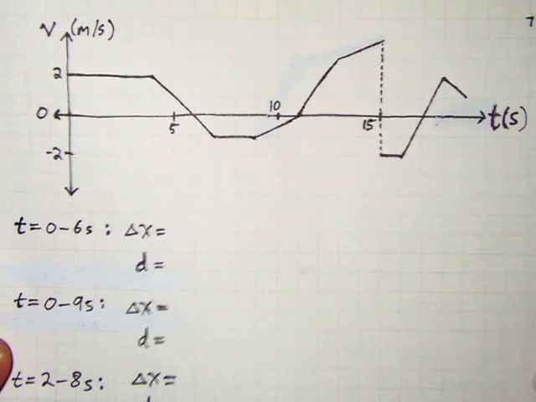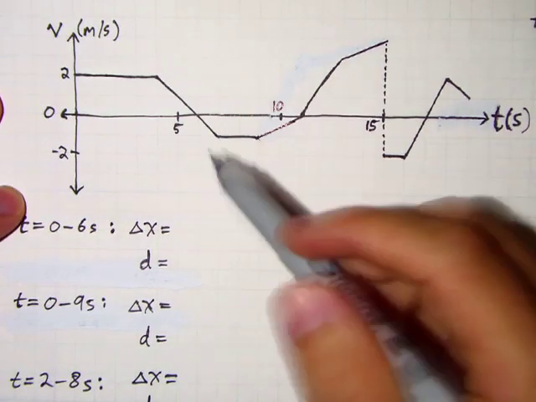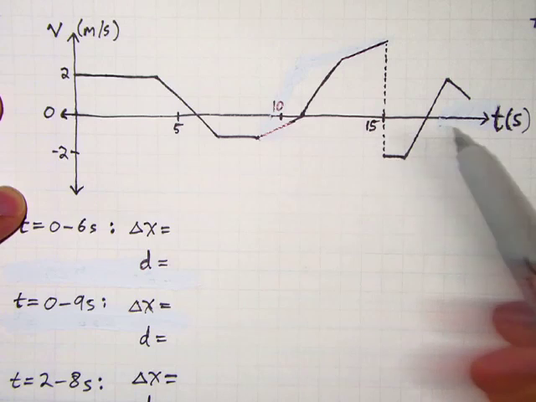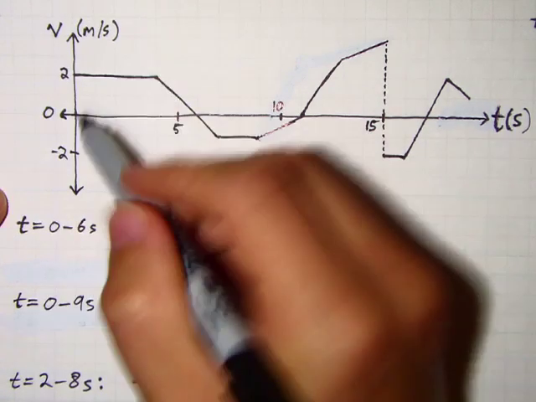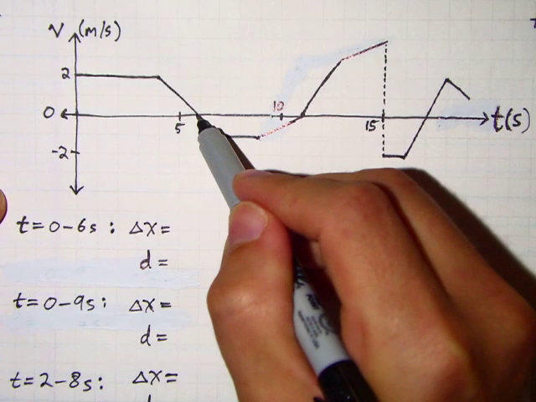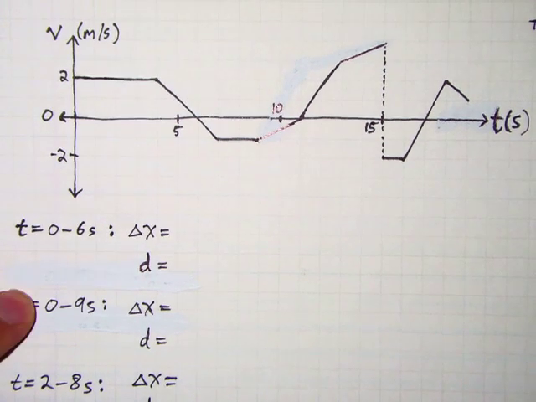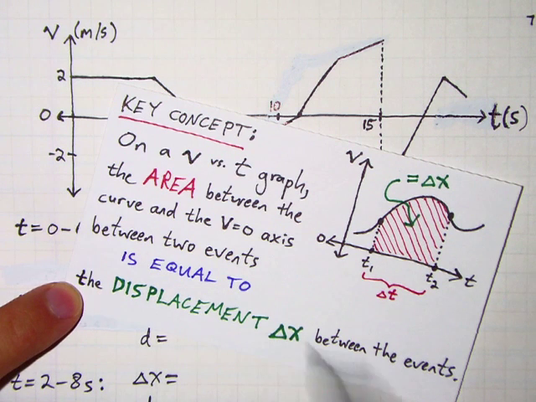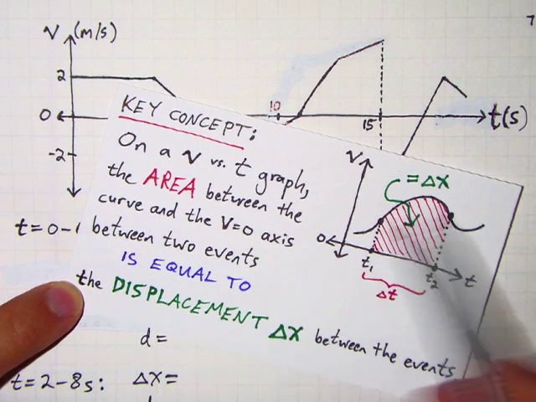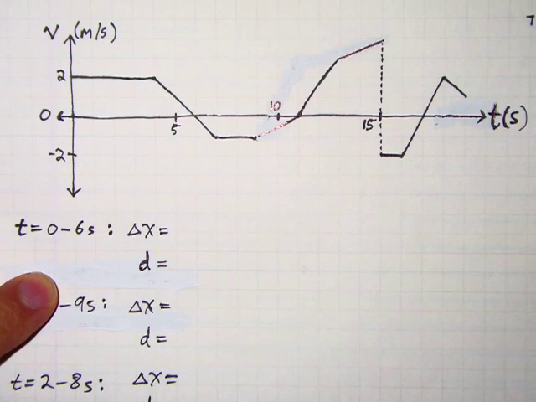All right, here we have a velocity versus time curve for some object. I would like to know how far this object has moved over some different time intervals. Let's say from time equals 0 to 6 seconds. So from here to here, how far has the object moved? Well, we can use our key concept here to say that the displacement between two events is equal to the area under the curve between those two events.